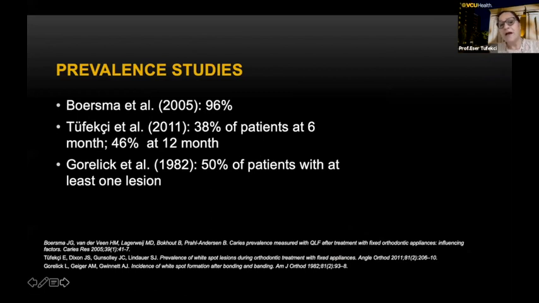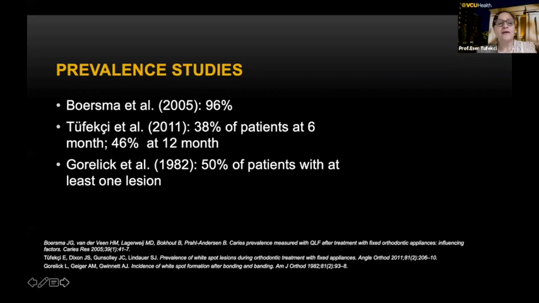If you look at prevalence studies or some incidence studies, the numbers range from anywhere between 2% to 96%. If you look at those studies, the main reason why we have such a wide range is basically due to the differences in the duration of the study design, the detection methods, or the study design itself. So that's why we have quite a wide range.